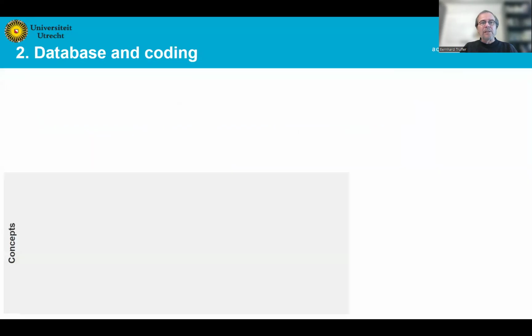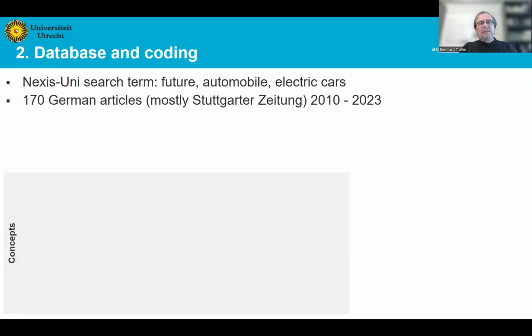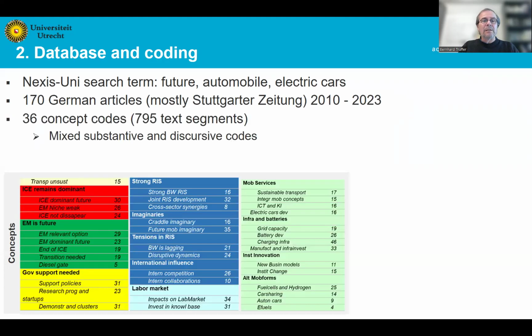So how did the database look like and the coding? So first we draw on the Nexis Uni repository of newspaper articles and use the search term about future automobile and electric cars. And this resulted in 170 German articles, mostly from Stuttgarter Zeitung in the said period. The coding ended up with 36 concept codes, which were applied to 800 text segments. And it's noteworthy to say that it was a sort of a mixture of substantive and discursive codes.